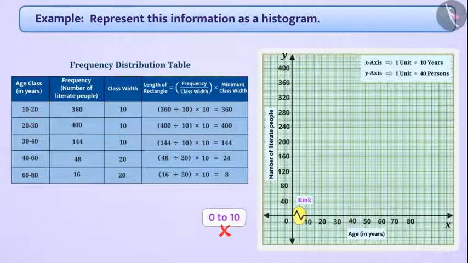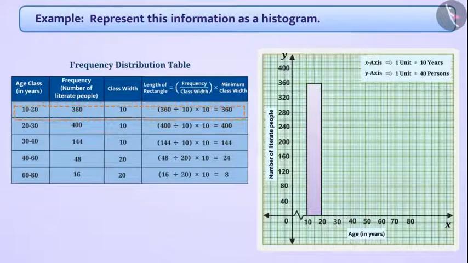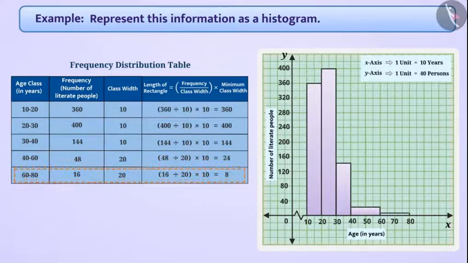Now, we will draw the rectangle by keeping the width of the rectangle 10 and the length of the rectangle 360 for the age group 10 to 20. Similarly, we will draw the rectangle by taking suitable width and length for all age groups. In this way, we will complete the histogram. Thus, we have represented the information given as a histogram.